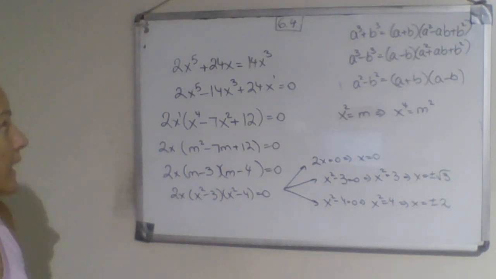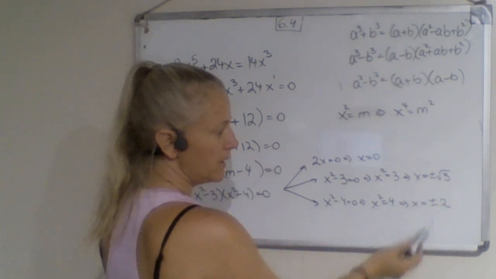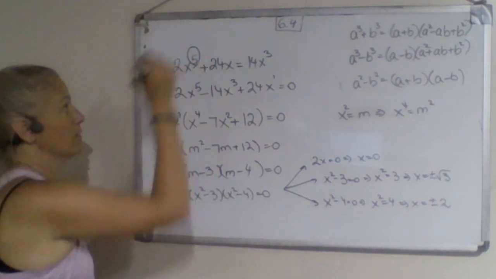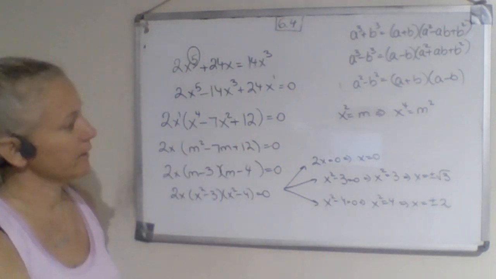So in this case, we had 5 solutions: 0, plus or minus root 3, plus or minus 2, which really makes sense. You know why? My leading exponent was 5. I needed to have 5 x's. That's how I know that. That's how we solved it.